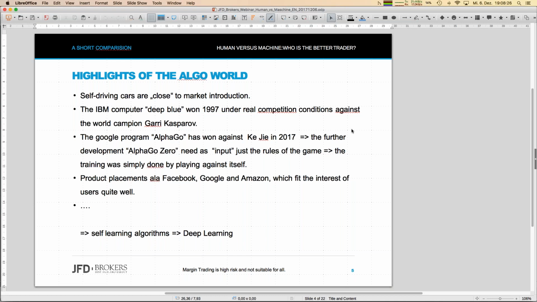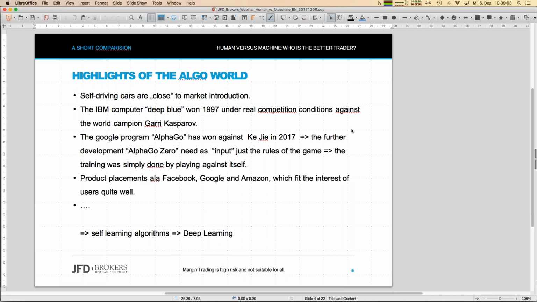But even if we go back 20 years ago, there was already the first chess computer called Deep Blue, which won against Garry Kasparov, who was the world champion at that time, under real conditions. And finally, the computer won that game. It's amazing. It's 20 years ago. And maybe you know chess in more detail. It's not the easiest game. So it's remarkable what was already possible 20 years ago.